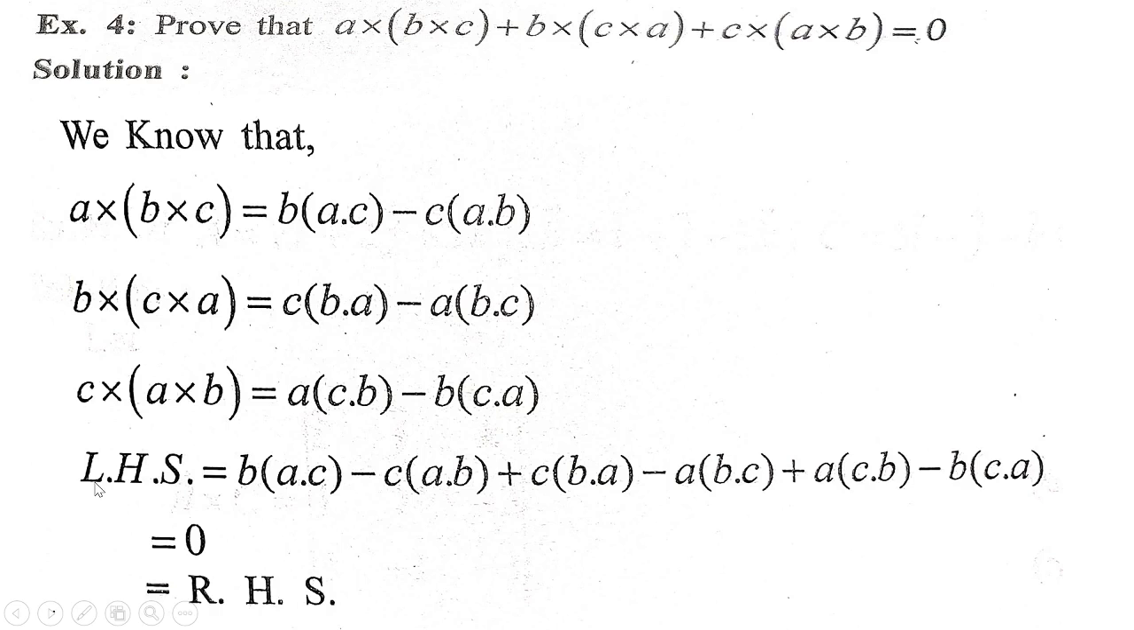So LHS equal to b into a dot c minus c into a dot b plus c into b dot a minus a into b dot c plus a into c dot b minus b into c dot a. So after simplification we get LHS equal to 0, that is equal to RHS. Thank you.